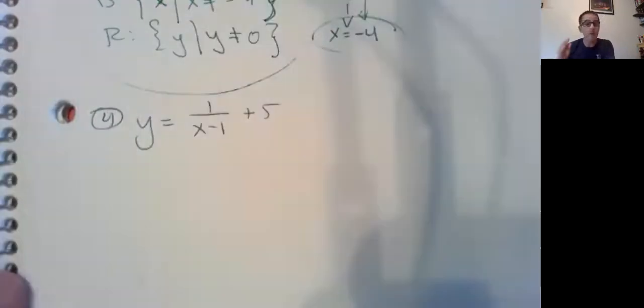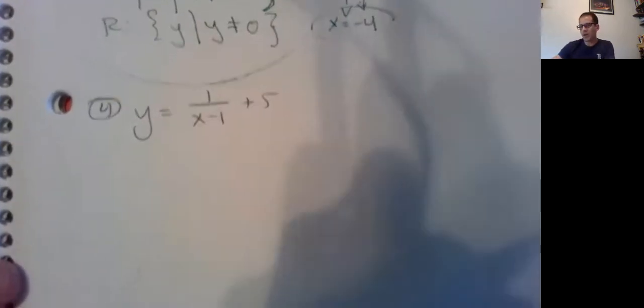Y equals 1/(x-1) plus 5. Okay, I want you to start thinking. Where did this move? Up or down, how much? And actually, if you want to, left or right, how much? If you're not there yet, it's okay.